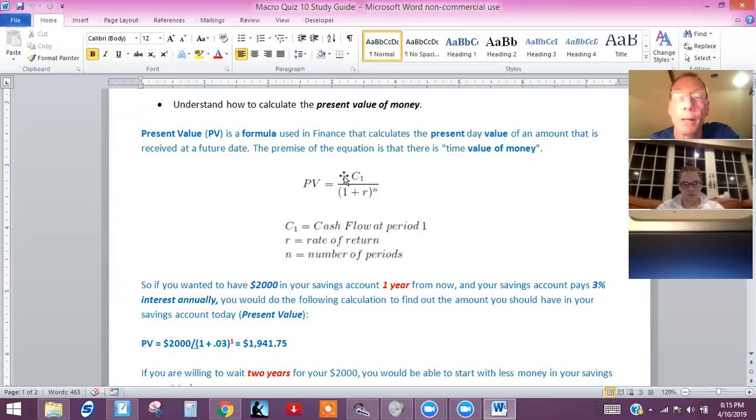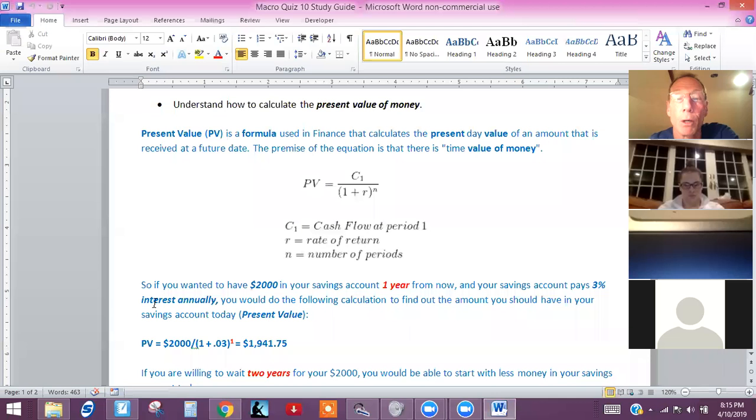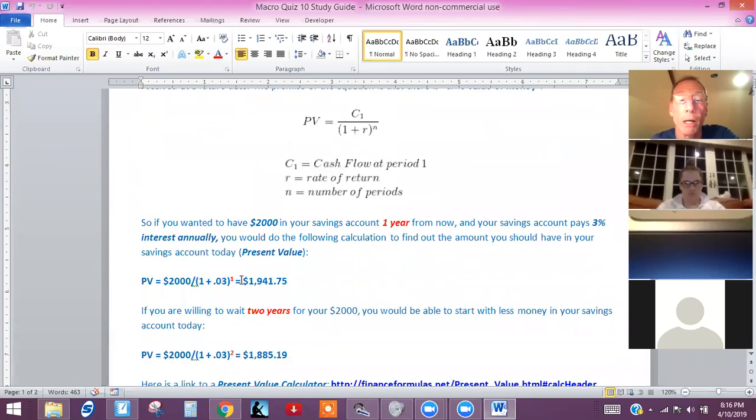So that's your numerator here, okay? And your savings account pays 3% interest annually. That's going to be R, all right? You would do the following calculation. You just plug in this formula to find out the amount you need to start with, your present value. Like, what do you need today that can earn 3% interest for a year, and you'll end up with $2,000, right? And you simply plug in and do the math.